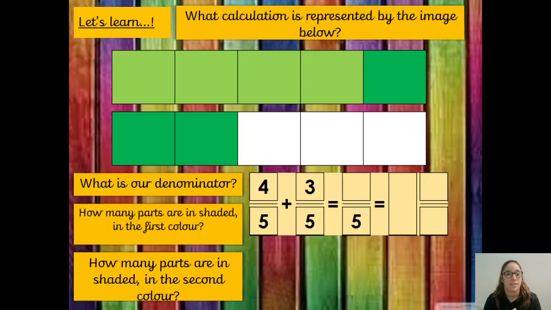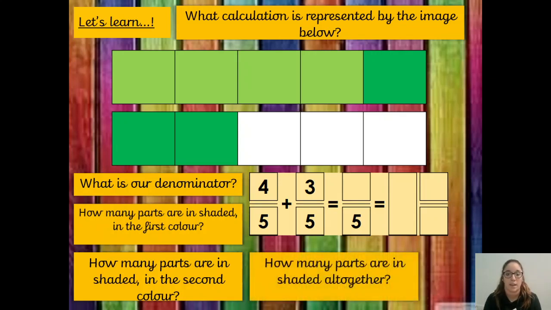So if we're going to add 4 fifths and 3 fifths, altogether we've got a total amount of 7 fifths. Now, can you change that into a mixed number? How many 5s go into 7? It's 1, and there's 2 left over to give us 1 and 2 fifths.